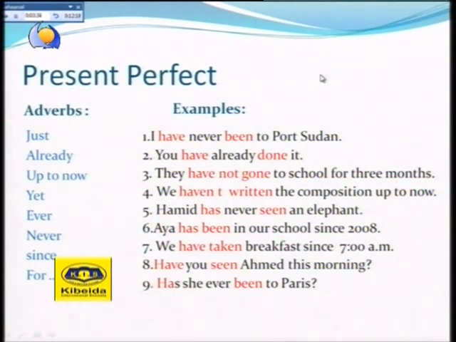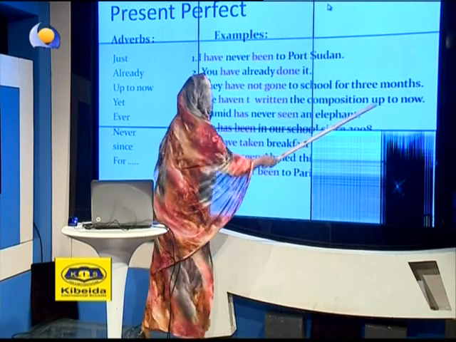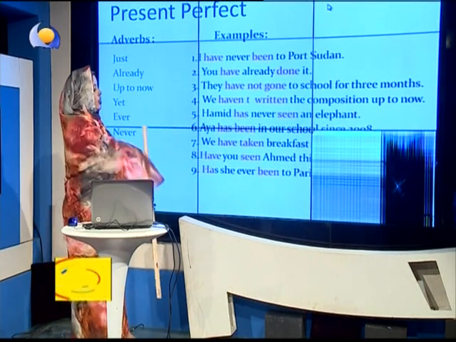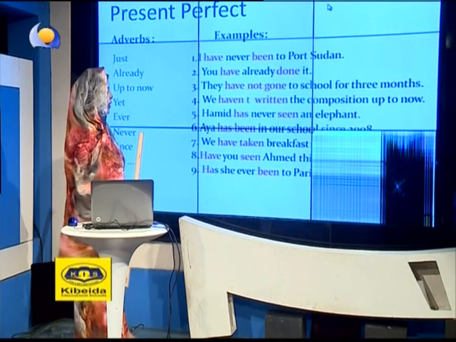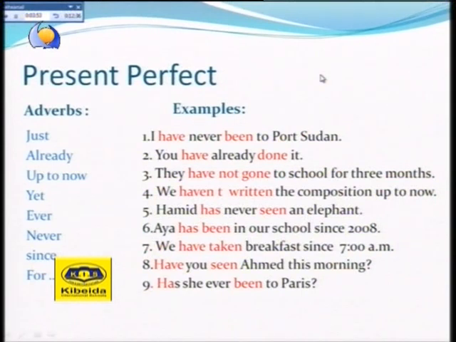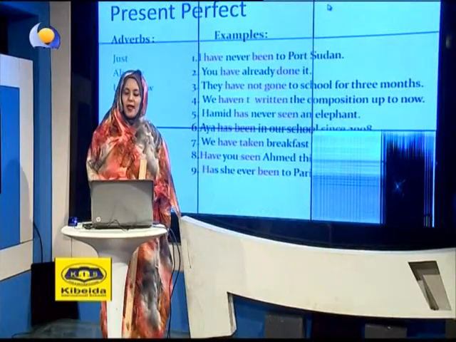Now, these adverbs of the present perfect have special uses. Up to now also is mentioned at the end of the sentence. Words like just, already, and never come in between the helping verb and the past participle. This is something that you need to take into consideration while you are writing. Also, we say we have taken breakfast. We have taken breakfast since 7 a.m. in the morning.